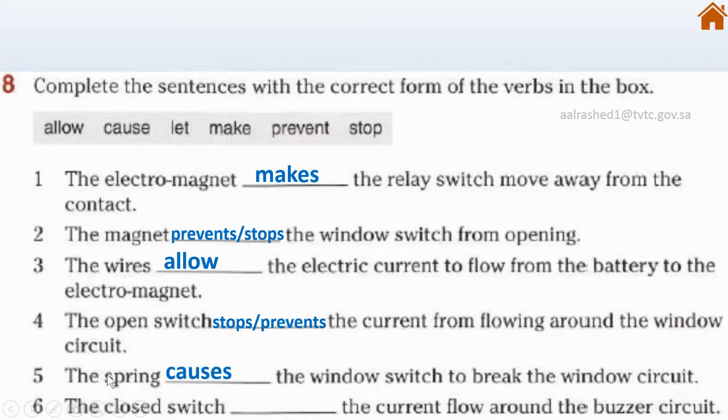For 6, the closed switch, the current flows around the buzzer circuit. Here the closed switch has given the permission for the current to flow around the buzzer circuit. So these are the answers for exercise 8.